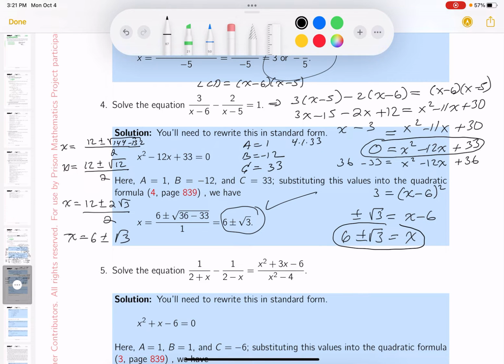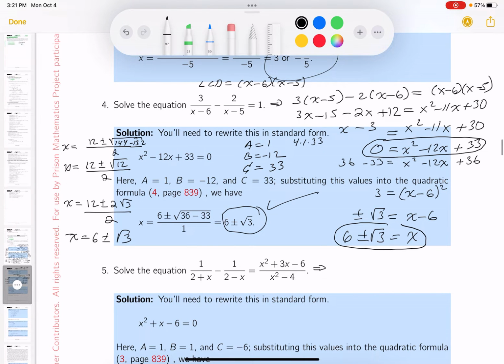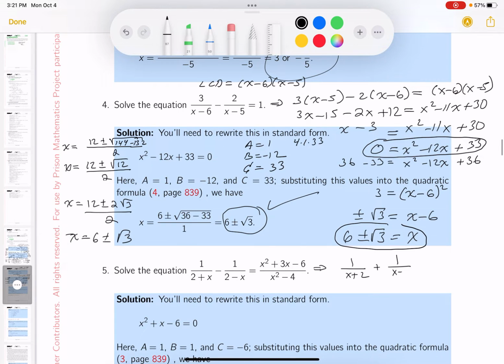Oops, let me get my pen out. So I'm going to write this as 1 over x plus 2. Well, the first term hasn't changed, but the next term I'm going to factor out a minus 1, and minus a minus would be plus. And what do you get over there? You would get x minus 2 equals x squared plus 3x minus 6 over x squared minus 4.